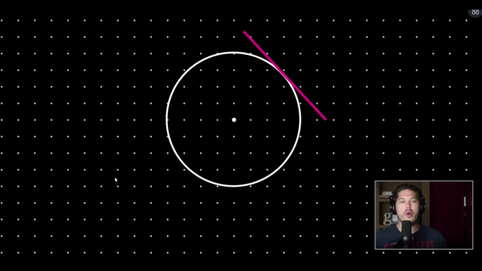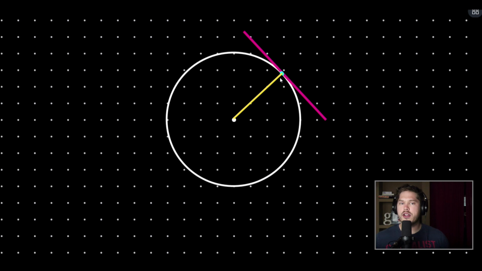So before we just go in and talk about the power of a point theorems, we need a little bit of background information. So first, I want to talk about how a tangent line interacts with our circle. If you're unclear, a tangent line is a line that just barely touches the circle. It doesn't go through the circle like a secant line, it just barely touches the circle at a single point. So if we have a radius that intersects our tangent line, what angle is formed?